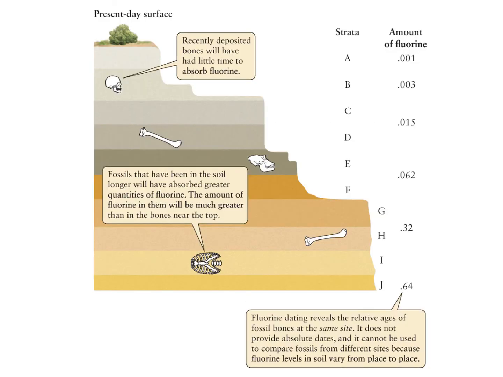So here is showing you the process of how fluorine works, right? If you look at the image, you have the different strata and it matches up to the amount of fluorine, right? So as you move further back in time, the fluorine will increase. So if you're looking at high levels of fluorine in the bone, you know that it's much older, right? If you're looking at very low levels of fluorine, it'll be very, very recent.